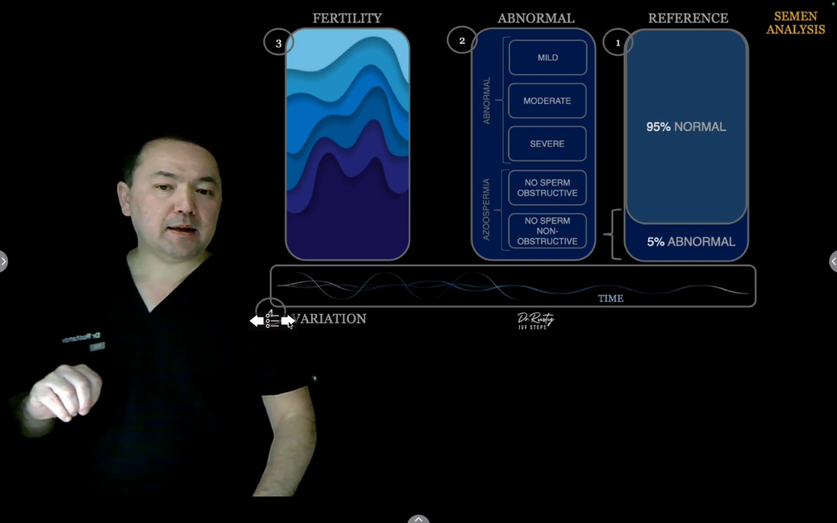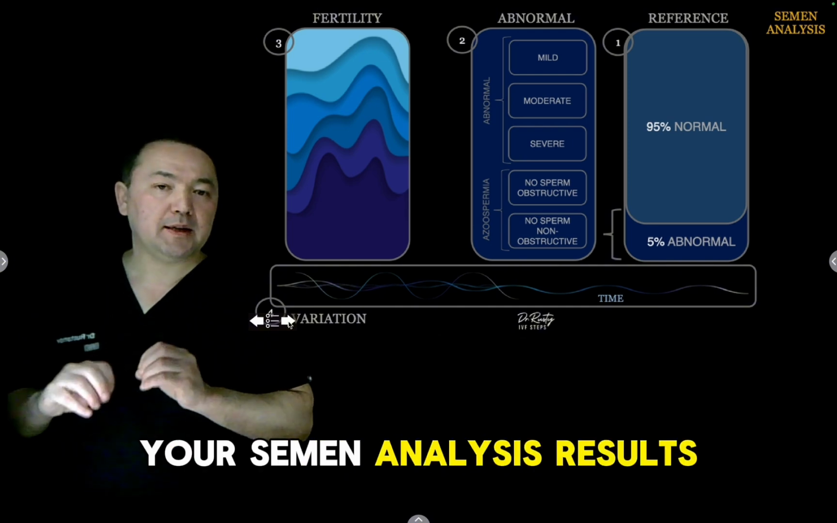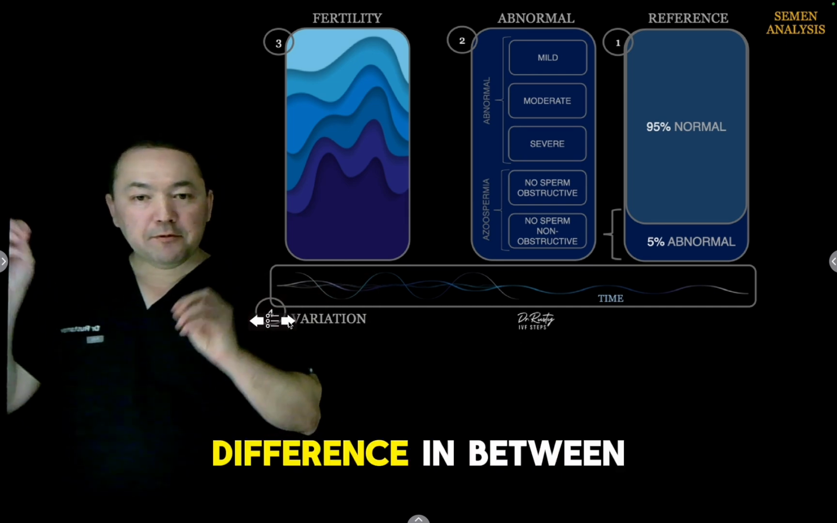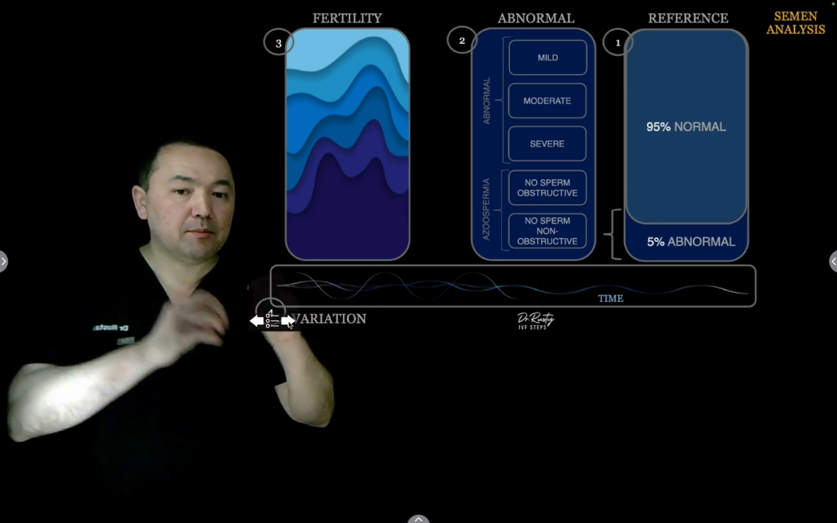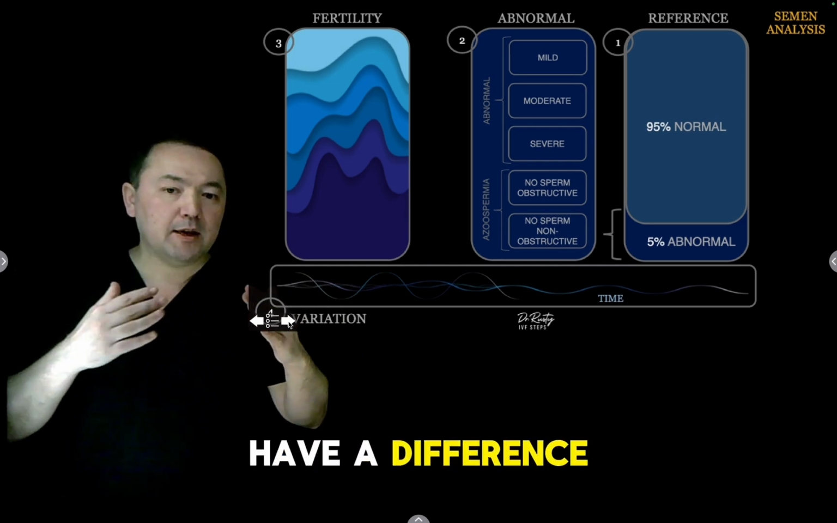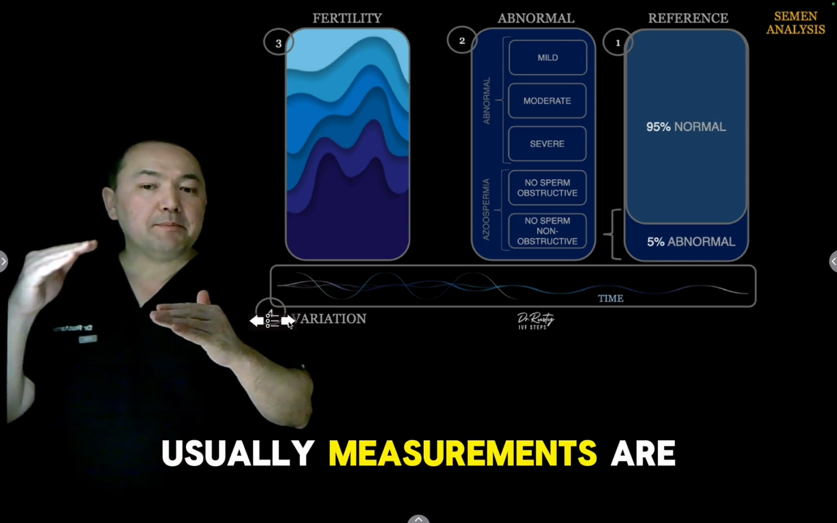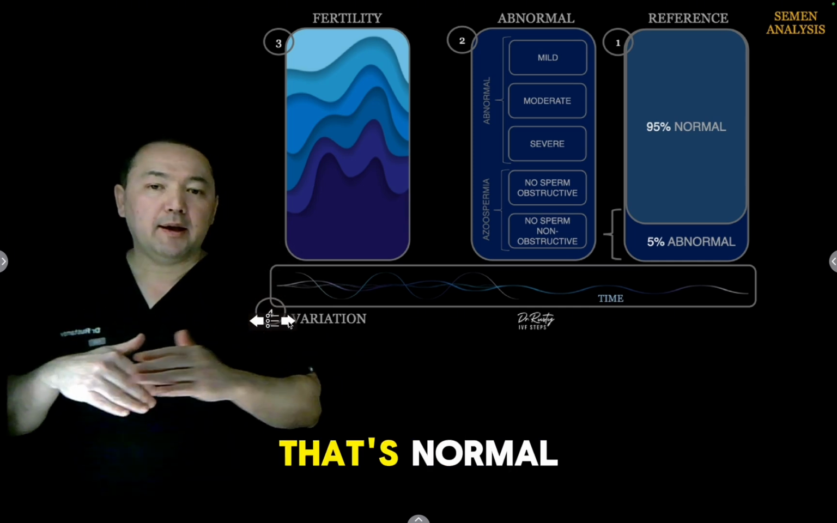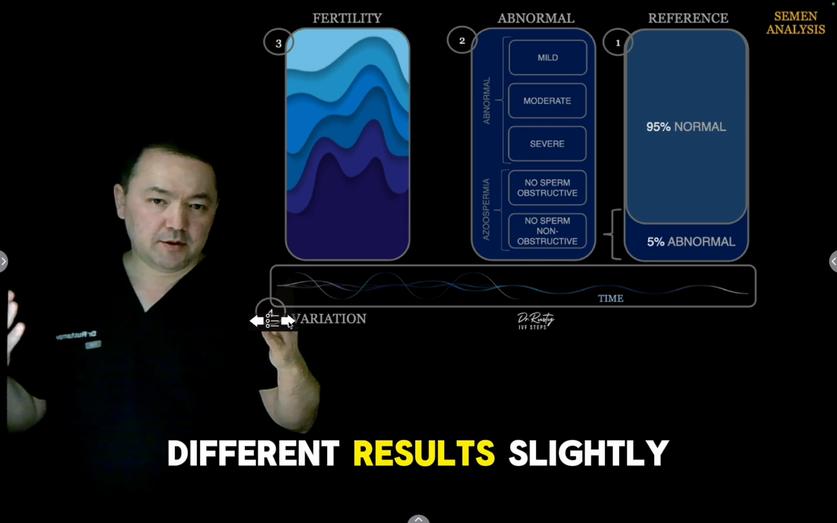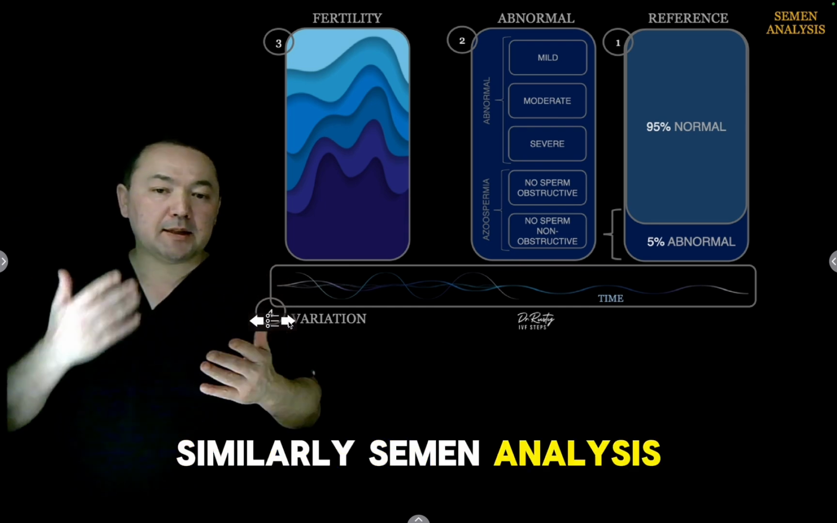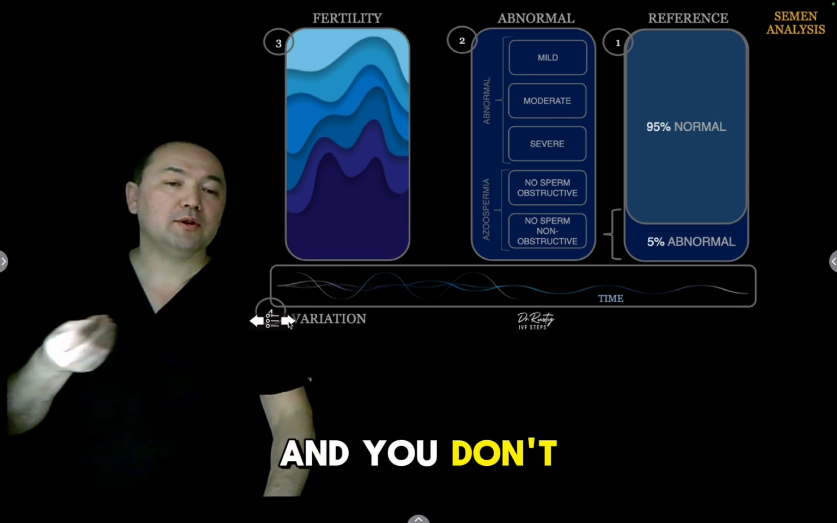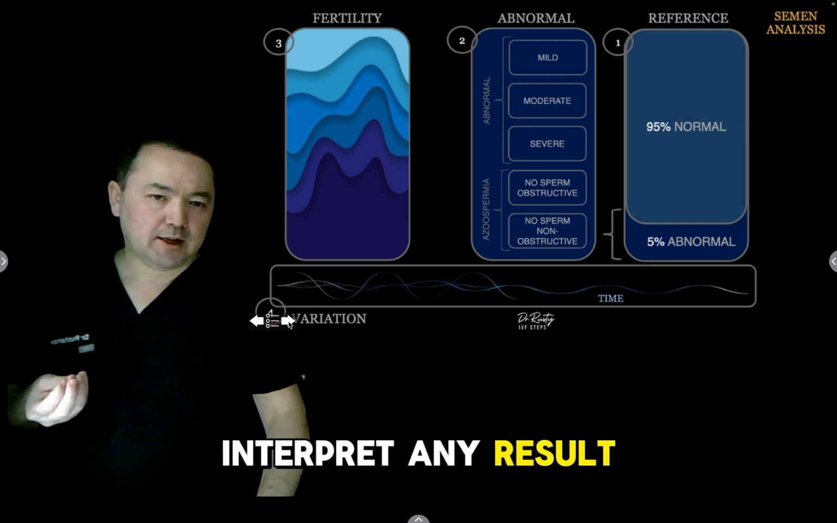The fourth thing we need to pay attention to is variation in your semen analysis test results. If you do a number of semen analysis tests, you may have differences in the level, concentration, motility and morphology. You don't need to get alarmed about that. It's normal to have a difference in measurements, and usually the differences are quite small. Like if you check your blood pressure a few times across the week, you may get slightly different results. Similarly, semen analysis results can be slightly different, so you don't need to get too worried, and you don't need to overinterpret any certain result.